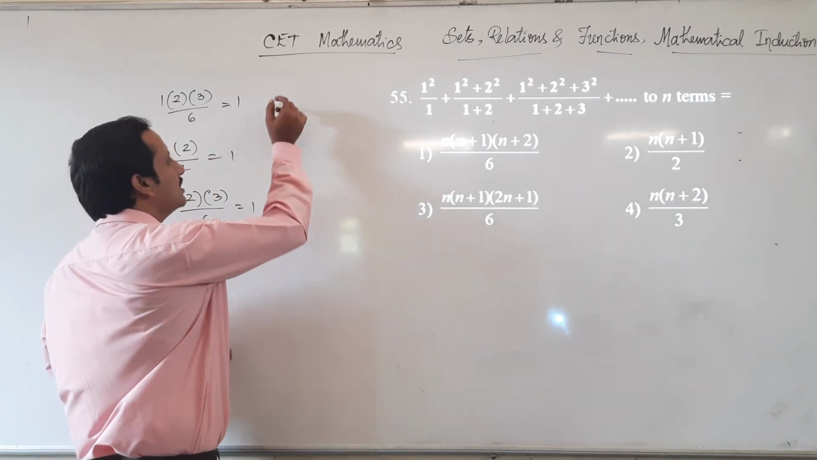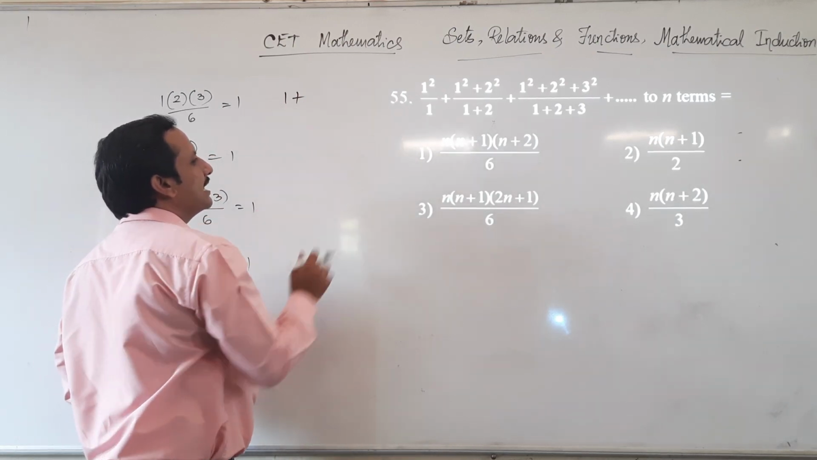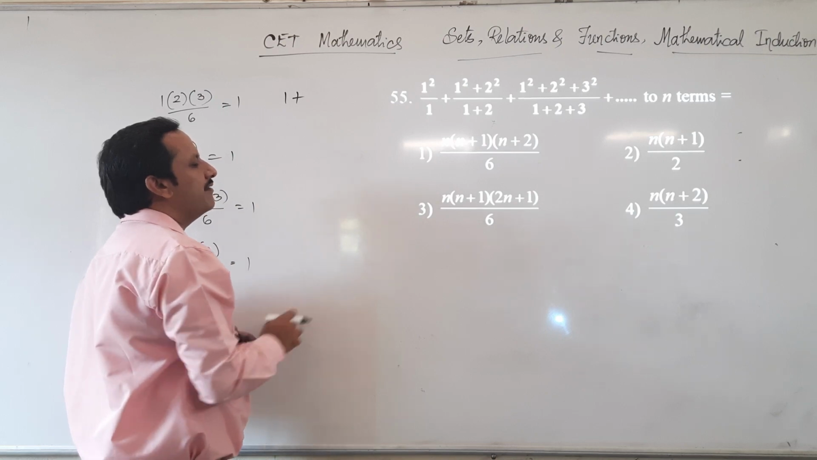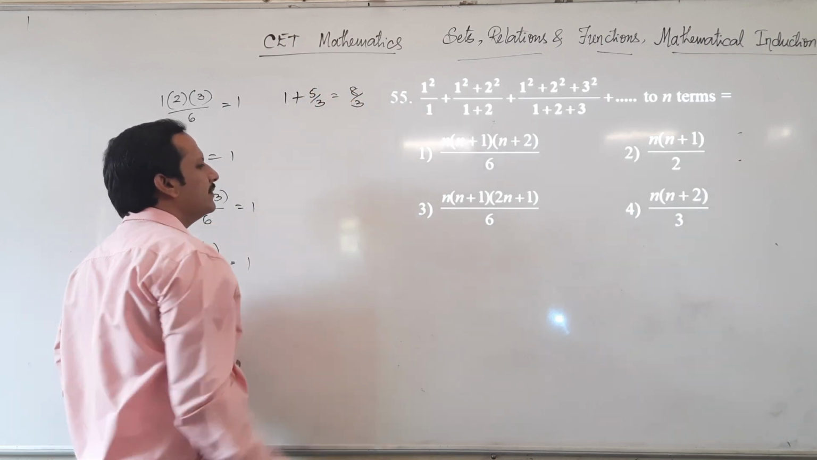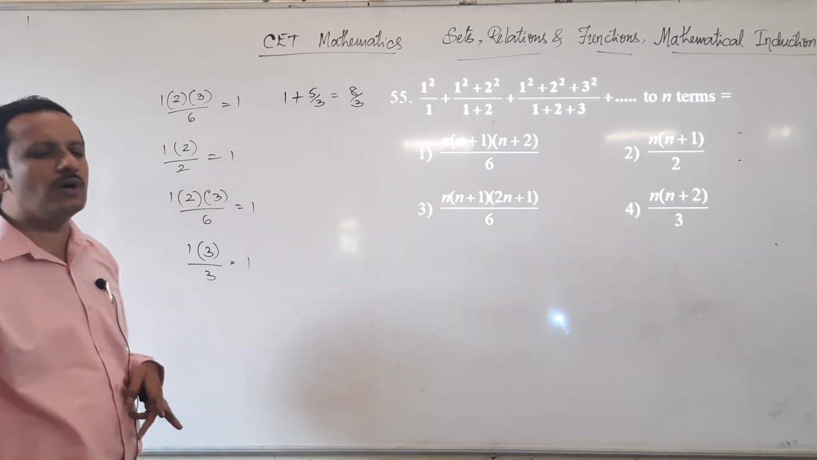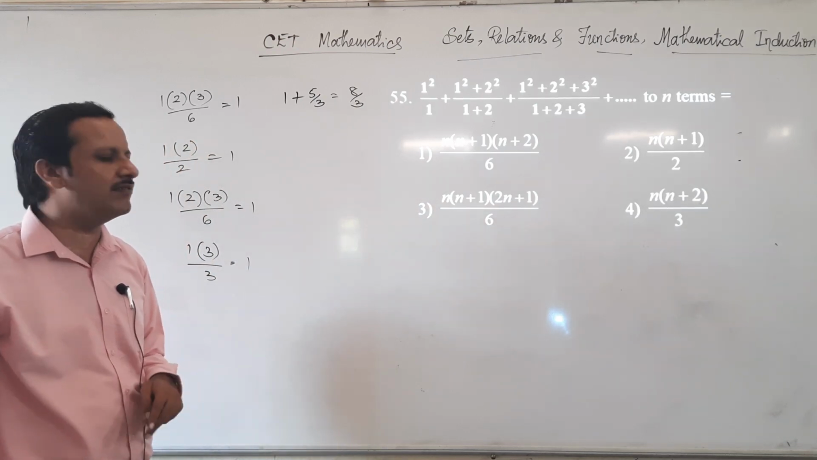First term is 1, second term is 1 plus 4, 5 by 3. So that will give you 8 by 3. So by putting n equal to 2, I should get 8 by 3, and that will be the answer.